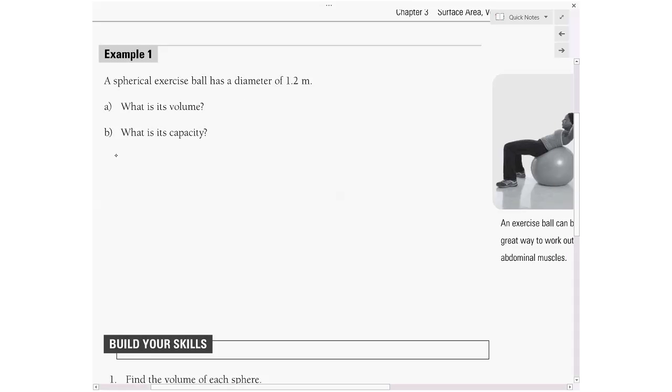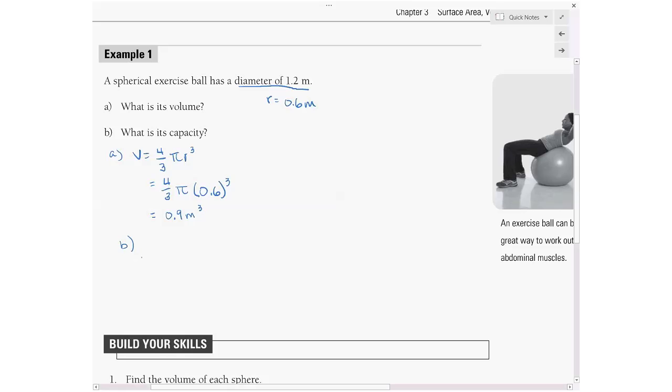So A, what is its volume? Well, we know the volume of a sphere. We can look at this on a formula sheet. 4 divided by 3 times pi r cubed, which is 4/3 pi. What's our radius? Well, we know the diameter is 1.2. That means the radius is half of that. Half of 1.2 is 0.6 meters. So we're going to do 0.6 cubed. Throw that into our calculators, 4 divided by 3 times pi times 0.6 cubed, and we get 0.9 meters cubed.